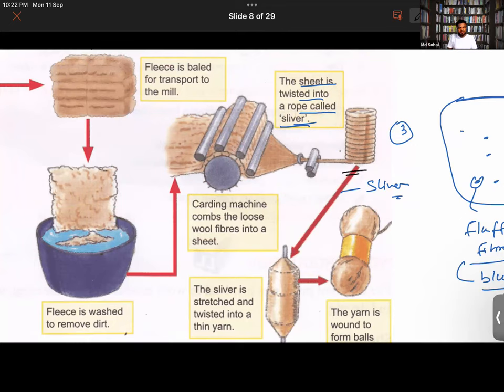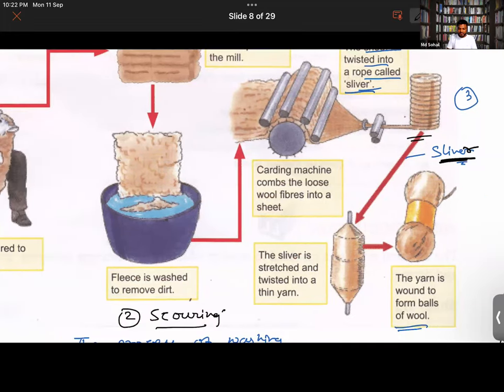Before rolling into a sliver, you need to comb it out, just like when a comb sticks in your hair and you need to comb it hard to straighten it. In the same manner, we are straightening out the fibers here. Then it is rolled and twisted into a rope called a sliver. Remember the name, the sliver, very important here.